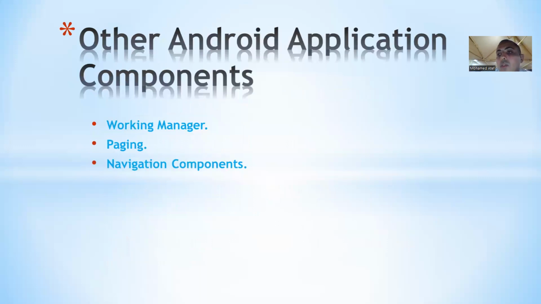There are some other important application components in Android, like Work Manager, paging, and navigation components. Work Manager is the tool that Google has developed to enable developers to run actions in the future. Okay, it enables us to implement actions in the future, but it has a good feature that it helps us to save battery life.